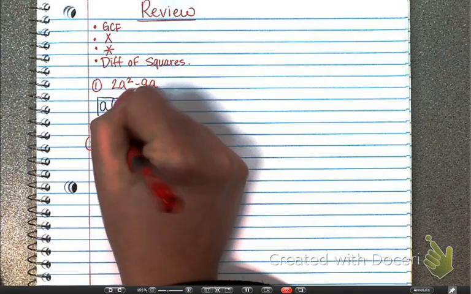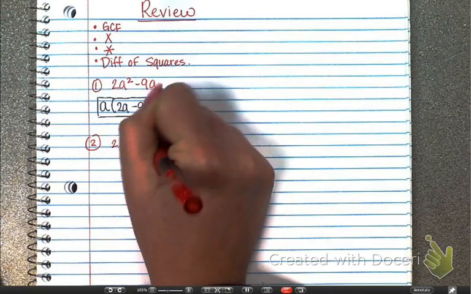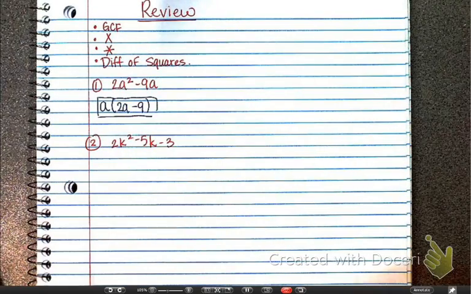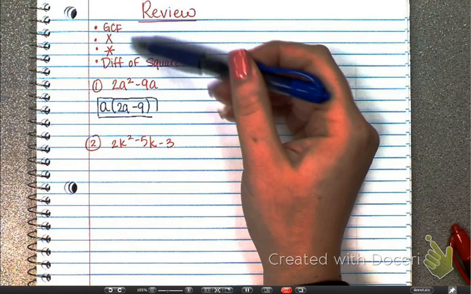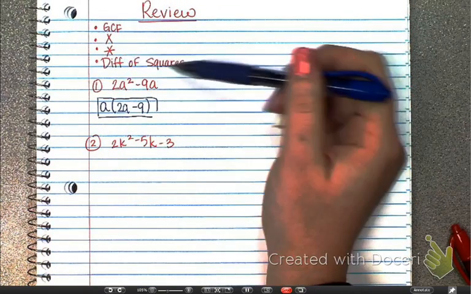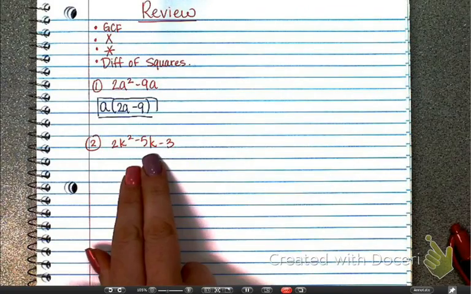Let's look at 2k squared minus 5k minus 3. So again, GCF should be your go-to. Can we do anything with GCF? There is not a GCF between those 3 terms. So we look at what our other options are. Okay, so x or super x. We can't use difference of squares because there's more than 2 terms. So x or super x.